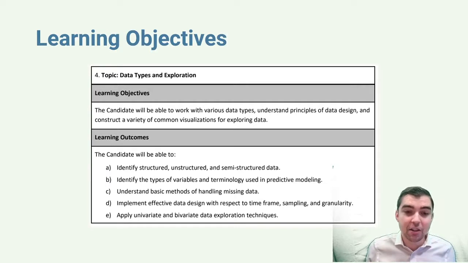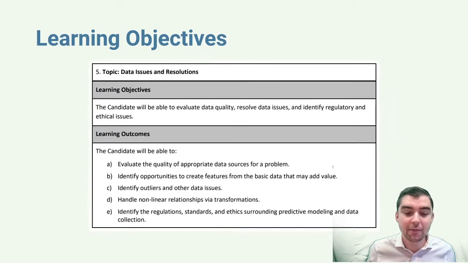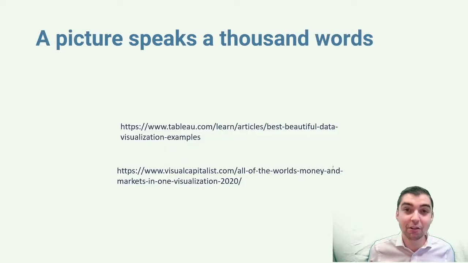Data types and exploration. Identify structured, semi-structured, unstructured data. Identify the types of variables and terminology used in predictive modeling. Understand basic methods of handling missing data. Implement effective data design with respect to time frame, sampling, granularity. Apply univariate and bivariate data exploration techniques. Data issues and resolutions. Yes, as you can see, there's just a lot.